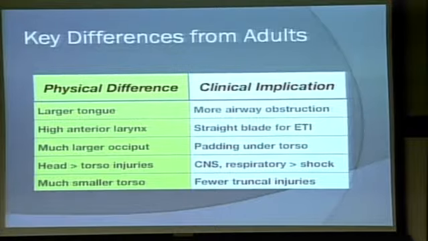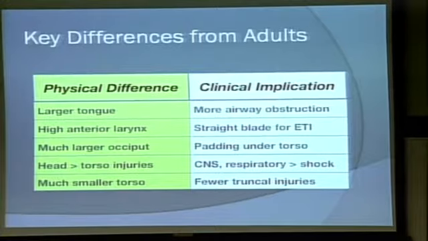In infants, they're more likely to injure their head over their torso. So they have CNS problems, and then if they do have torso injuries, respiratory problems associated with head injury, then they go to shock from their respiratory problem.